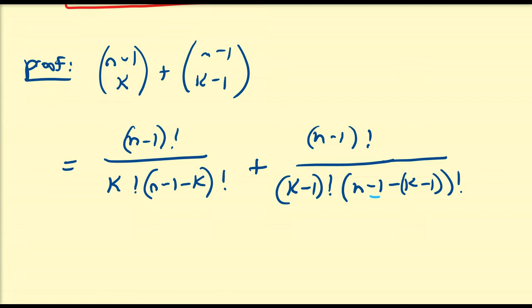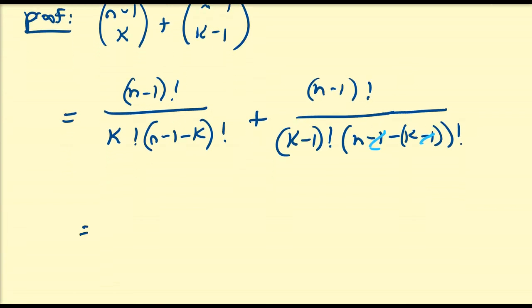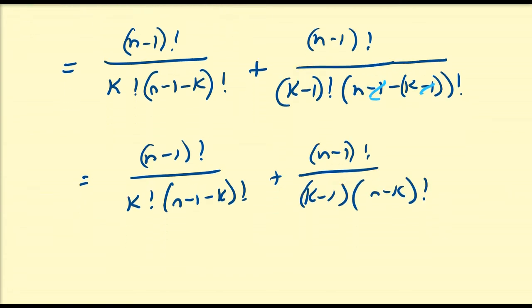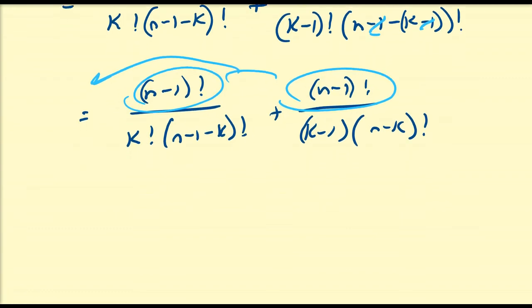So first off, negative 1 minus negative 1 is the same as negative 1 plus 1. So these cancel. And then we're just going to be left with n minus 1 factorial over k factorial times n minus 1 minus k factorial, plus n minus 1 factorial over k minus 1 factorial times n minus k factorial. So the first thing I'm going to look at is, notice I have an n minus 1 factorial. So what I'm going to do is factor it out of both fractions.